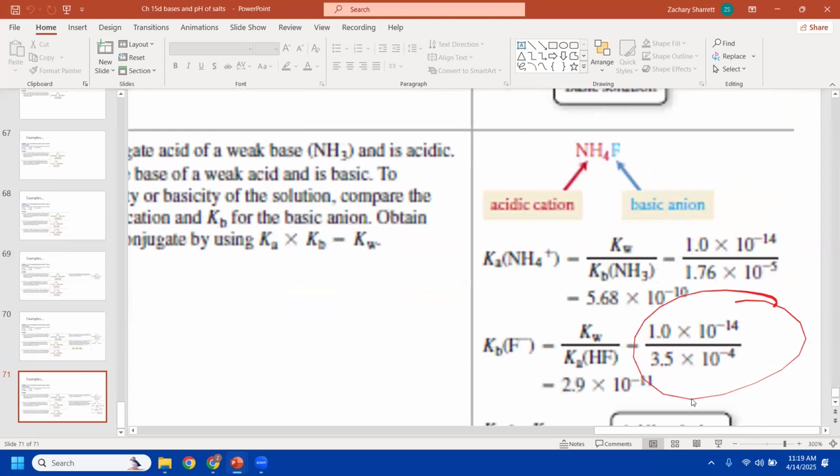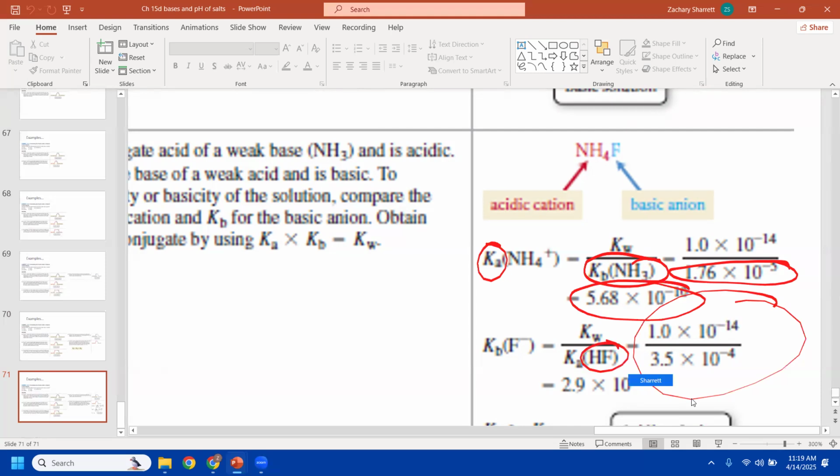The Ka of NH4 plus, nowadays you could probably look up, but if it was a test in class, I would give you the Kb of NH3, which is 1.76 times 10 to the negative 5. You would then have to calculate the Ka of that conjugate acid of that weak base, and you'd find that it's 5.68 times 10 to the negative 10.